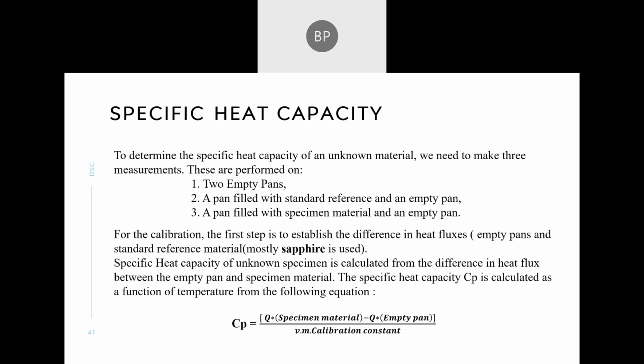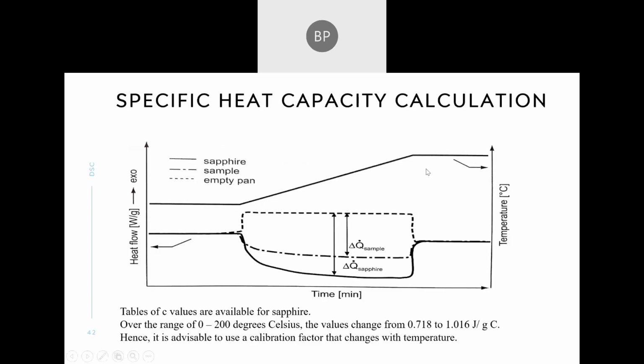Coming to the next slide, you can see the graphs of this experiment, where these dotted lines represent the empty pan changes, this dotted dash line represents the sample, and this is for sapphire. The difference between the empty pan and the sample is taken as the Q dot sample, and the difference between the empty pan and the sapphire is taken as the delta Q of sapphire.